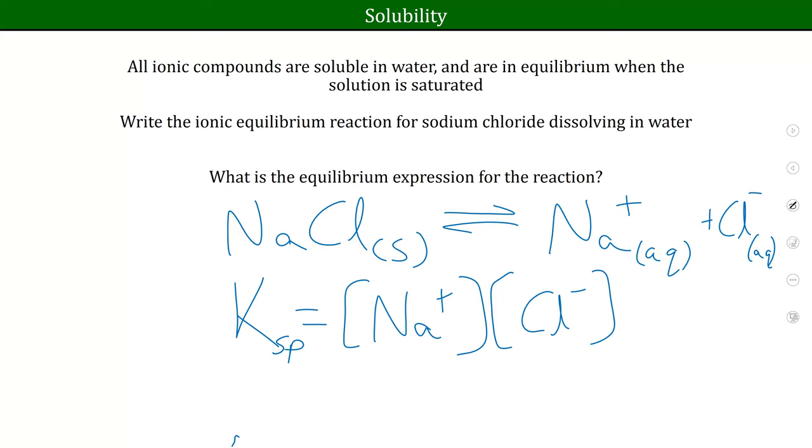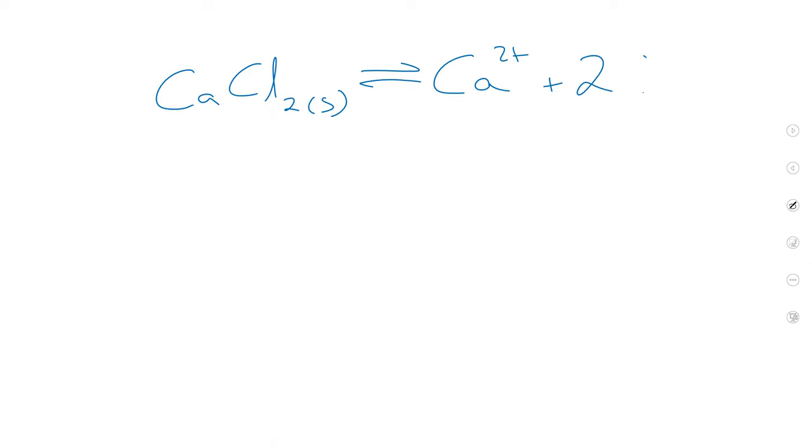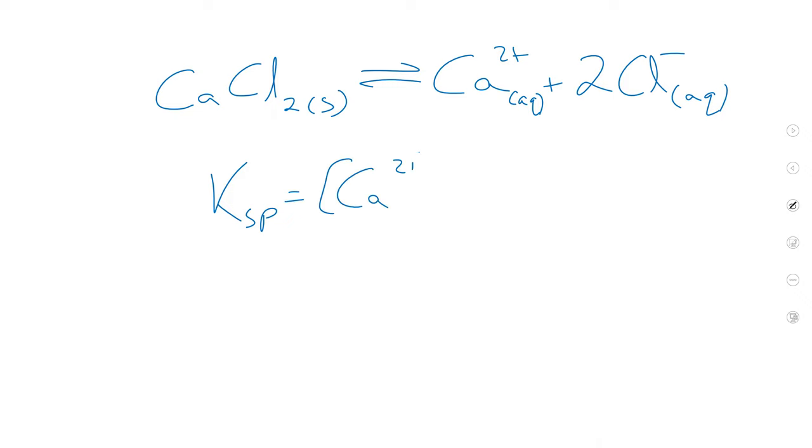Does anything change if it's not salt? Let's say it was calcium chloride. What's going to change? What's the formula for calcium chloride? Two. So our stoichiometry changes a little bit, our balancing changes a little bit. But it's the same basic process, right? Ksp here is going to be calcium concentration times chloride concentration squared.